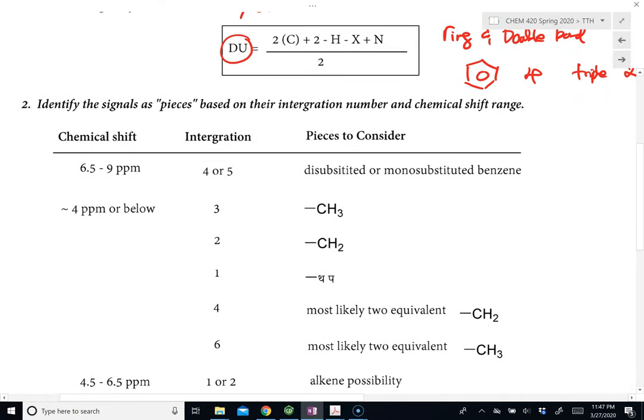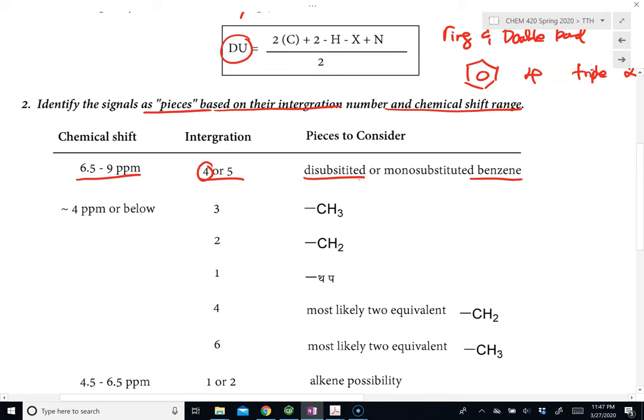The second step is to identify the signal pieces based on the integration number and the chemical shift. This is where you go to the NMR spectra, focus on the proton NMR, and identify the pieces from there. If we see signals from 6.5 to 9 ppm with an overall integration number of 4 to 5, then very likely it means that we have a benzene ring. If the integration from 6.5 to 9 is equal to 4, then we have a disubstituted benzene ring.